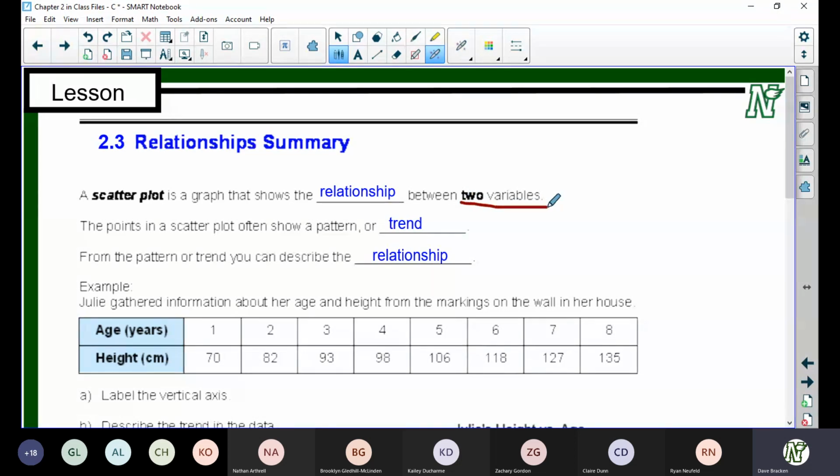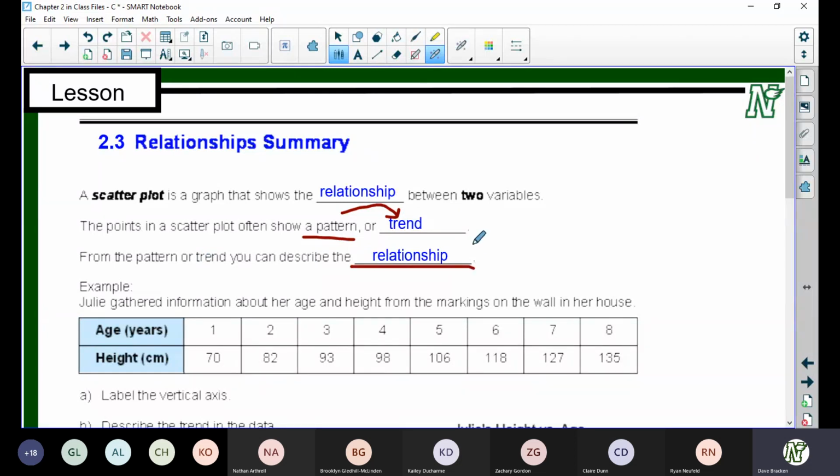Some of the other ones was your tibia length and your leg length, or the distance from the basketball net and the number of baskets you made, or the age of the house and the price of your house, okay? Capacity of a gas tank and the distance traveled. The age of your car and the value. It's always two. When something shows a pattern, we can also call it a trend. A trend is something that happens over and over and over. And from this pattern or trend, you can describe the relationship.